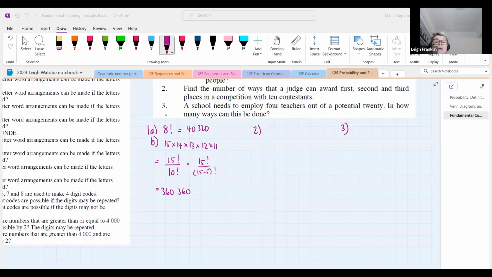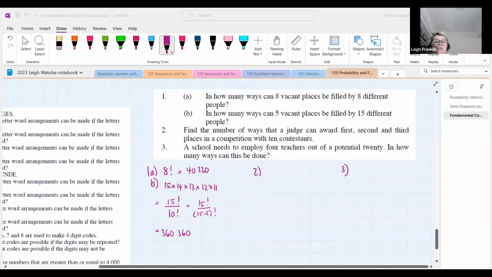Katleho, do you understand why it's 15 by 14 by 13 by 12 by 11? There are 15 ways to fill the first, because there's only 5 vacant places. So 15 ways to fill the first place, 14 ways to fill the second, 13 ways to fill the third. Okay, you understand that, but cool. Questions 2 and 3 are very similar to question 1B.